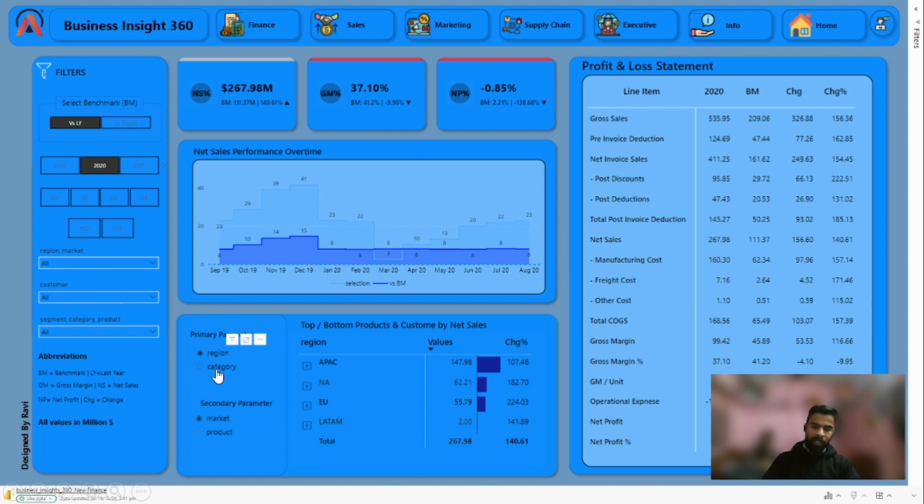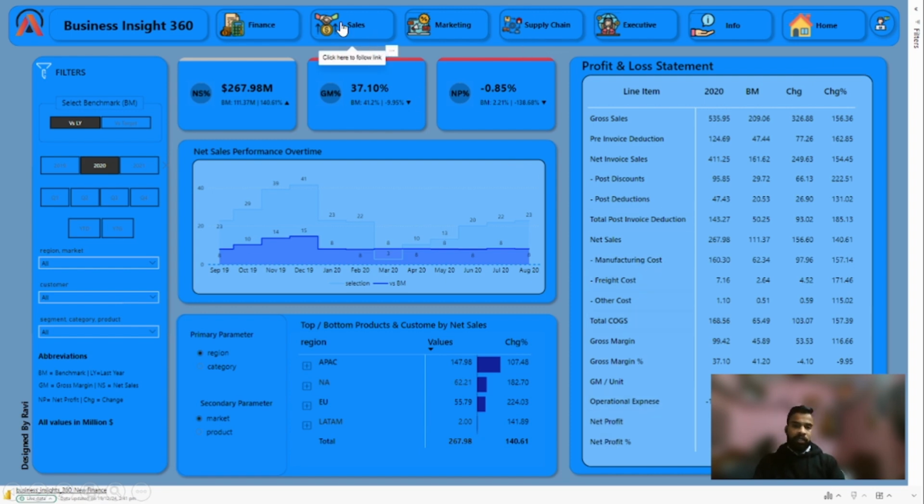These are the primary parameters you can apply to see net sales, and this value is in millions of dollars, and change would be in percentage. These metrics show the profit and loss statement. Like you can see the selected year 2020, benchmark, change and change percentage for every item, like gross margin, net profit, net profit percentage, and all others.